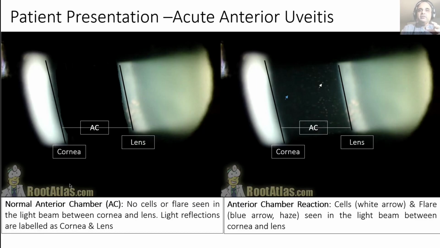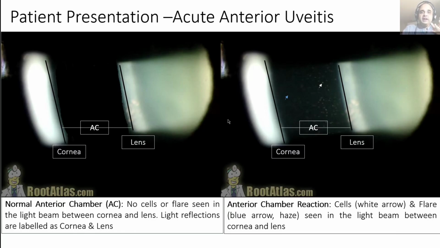This is from a very good website called rootatlas.com. It's run by an ophthalmologist. It's been somewhat neglected recently, but it has a lot of useful information. This is the anterior chamber, the gap between the cornea and the iris and the lens. This is a normal anterior chamber, and you don't see anything in it because it allows light to pass through without any reflective medium. It has aqueous humor, but the particles in the aqueous humor are so small that they can't be picked up on slit lamp examination.